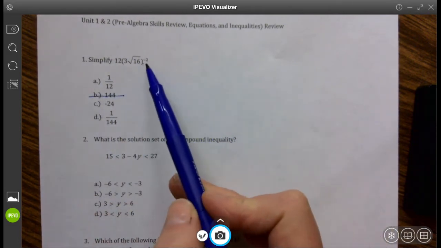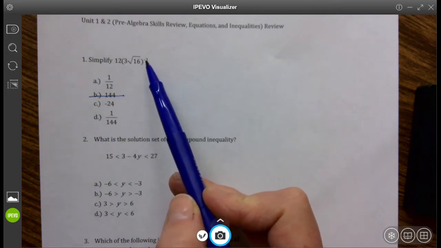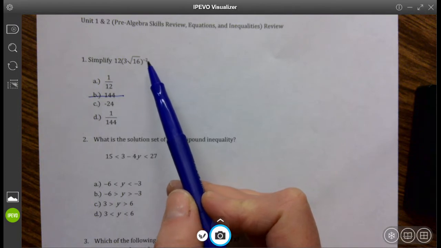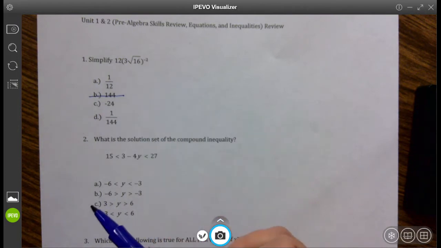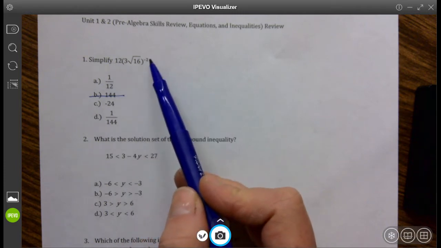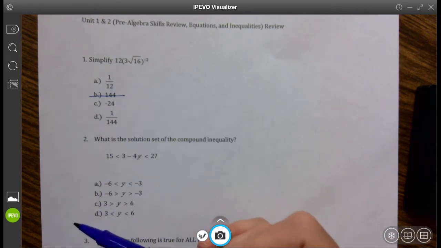All right, well, do you think it's going to be positive 144? So you could have looked at this two ways. You could have made the mistake that this somehow gives you a negative answer, which it doesn't. A negative exponent means it needs to be moved. Regardless, either if it's negative or it needs to be moved, it's not going to be 144. So we know we can cancel that one out.